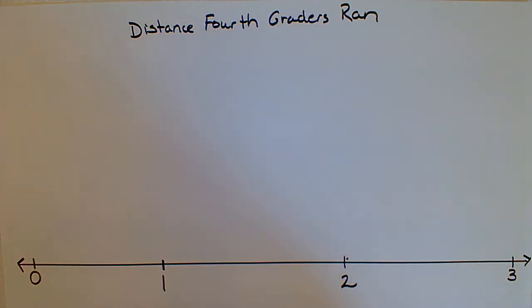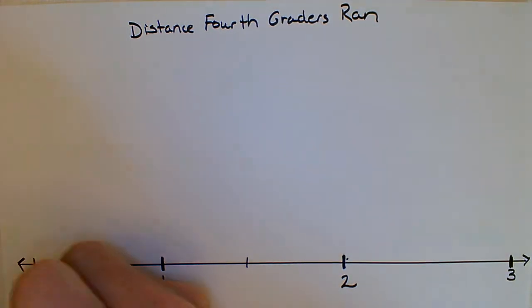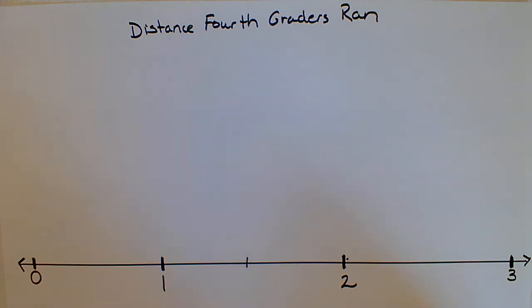Now I definitely want to put in my benchmarks, all my halves, but I'm not going to label them yet. So I'm going to put in, this would be where 1.5 is. Let me make my 1 and my 2 really bold. And my 3. And my 0. Okay, so that's 1.5, this would be 2.5, and this would be 1/2. So I've marked my halves in there. If I wanted, I could add in more, but I'm not going to do that yet.